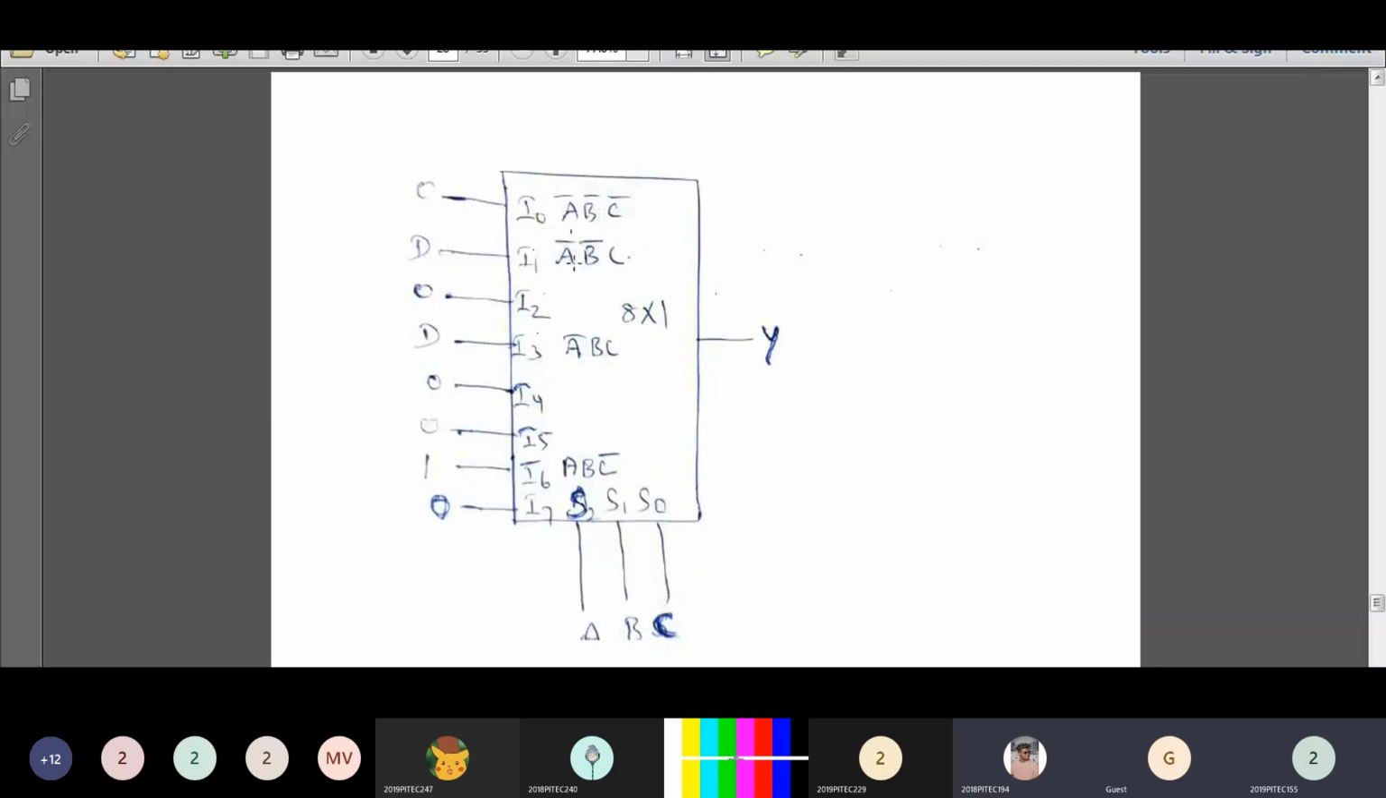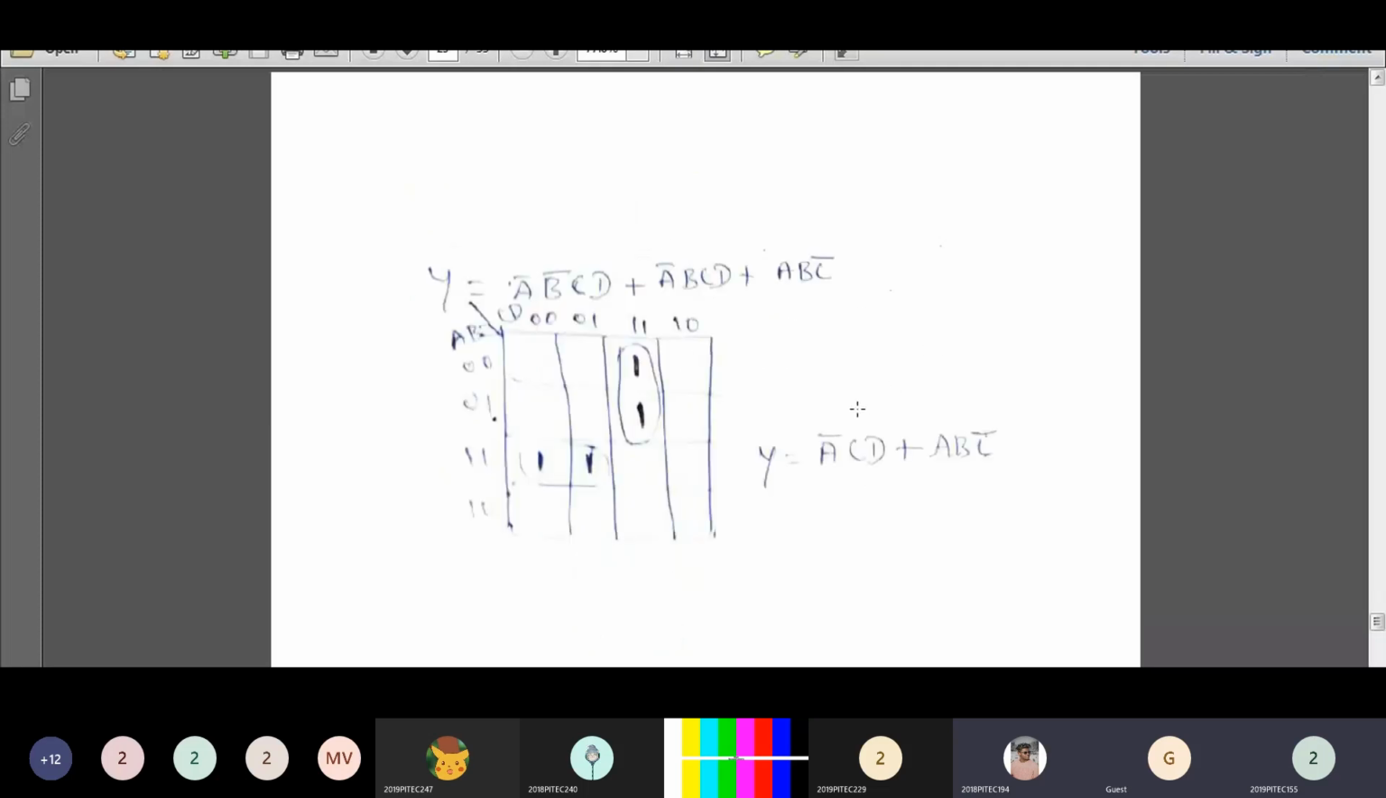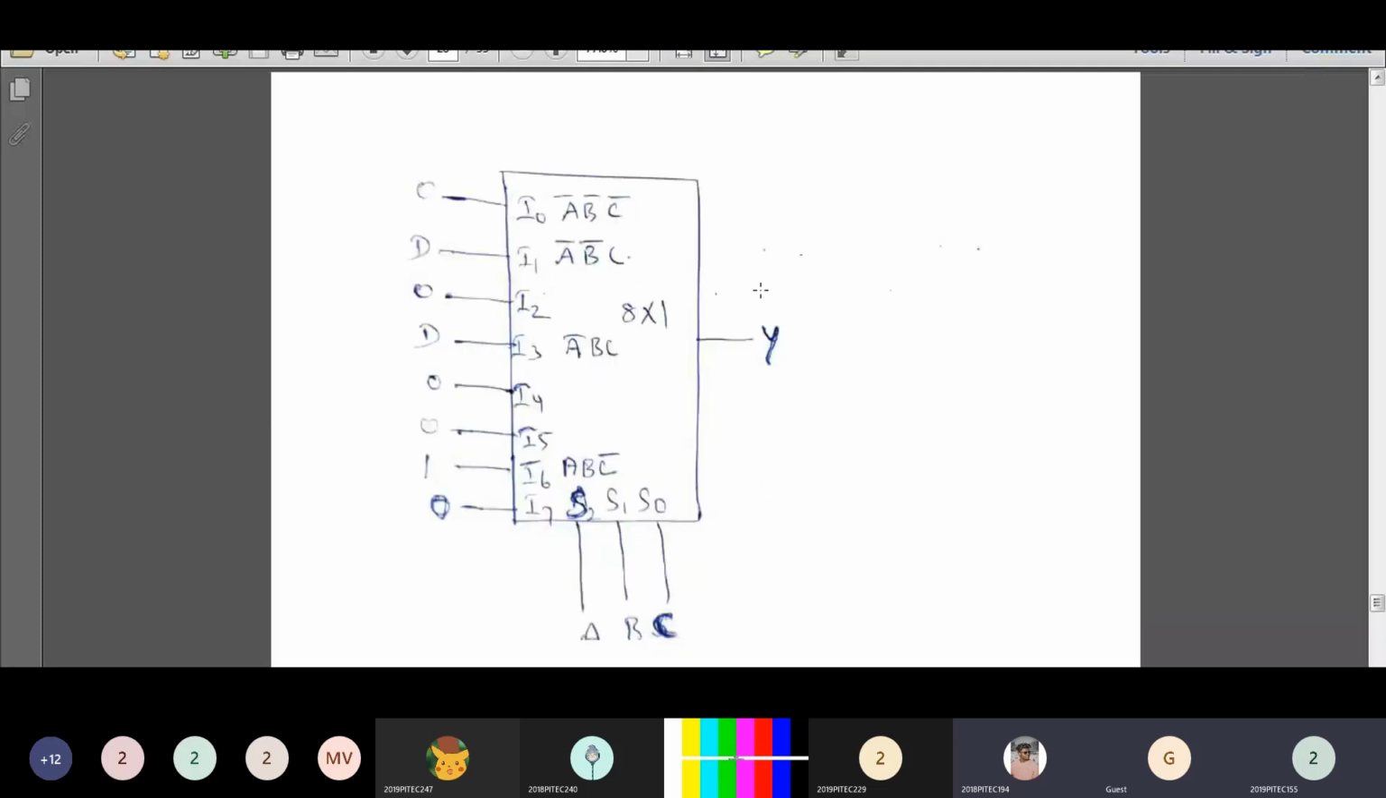That represents the min term A' B' C. This should be multiplied with the value of I1, so it can be written as A' B' C D. So the first product term is A' B' C D.